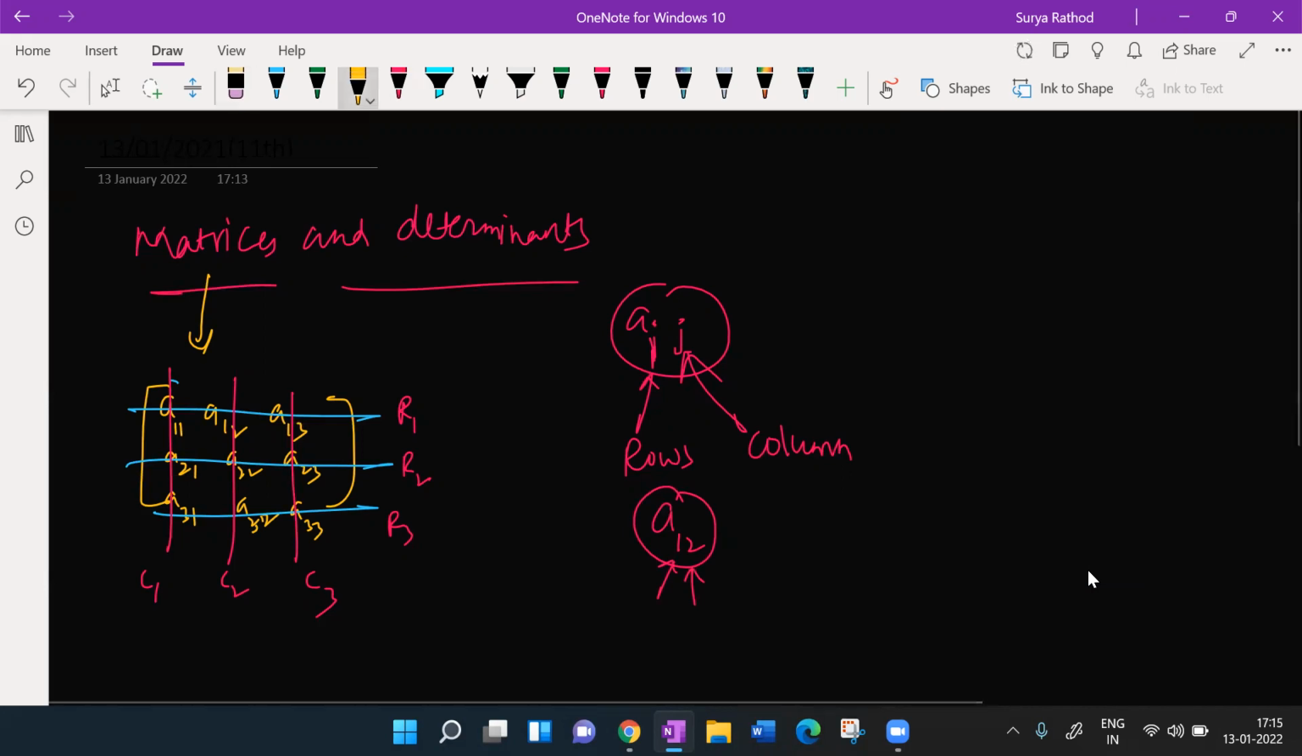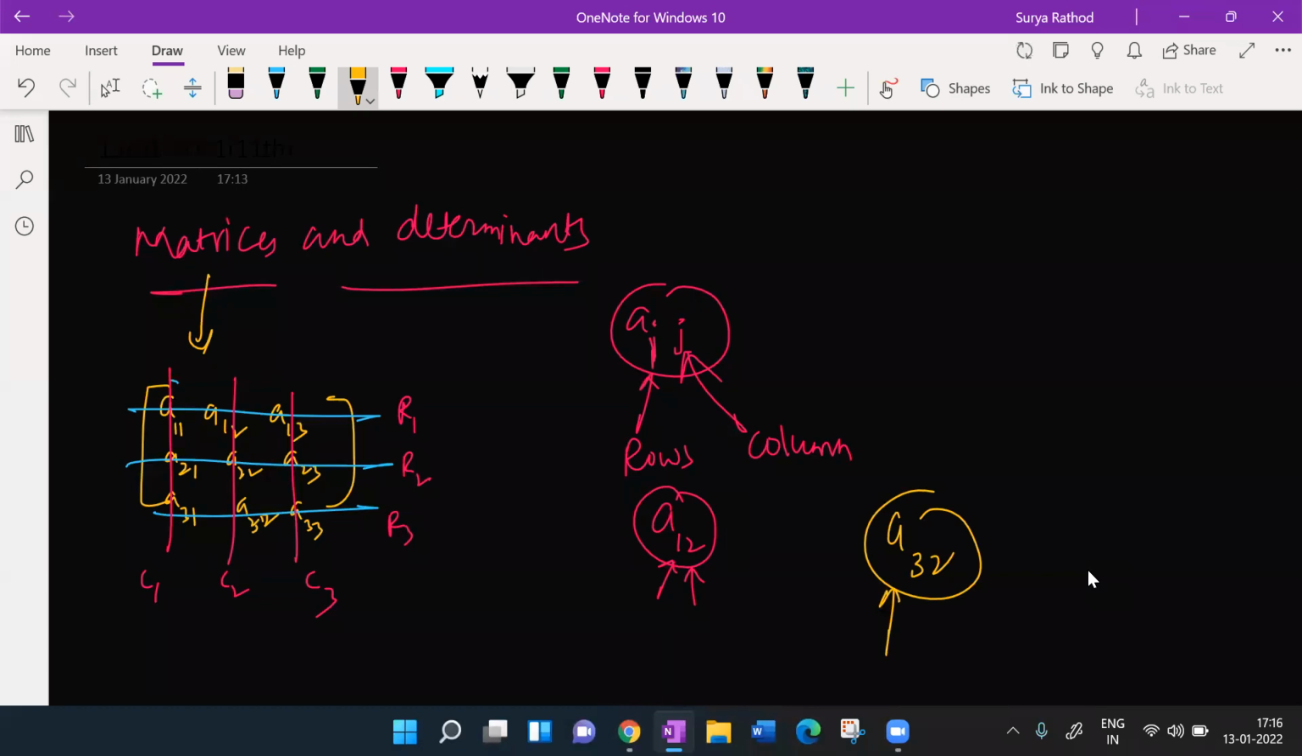A12 is an element in the first row and second column. All right. Now, if I write A32, A32 is an element which is in the third row and second column. Clear? Understood my point here? Yes, sir. Yes. So thank you, Devanshika, for sharing this.